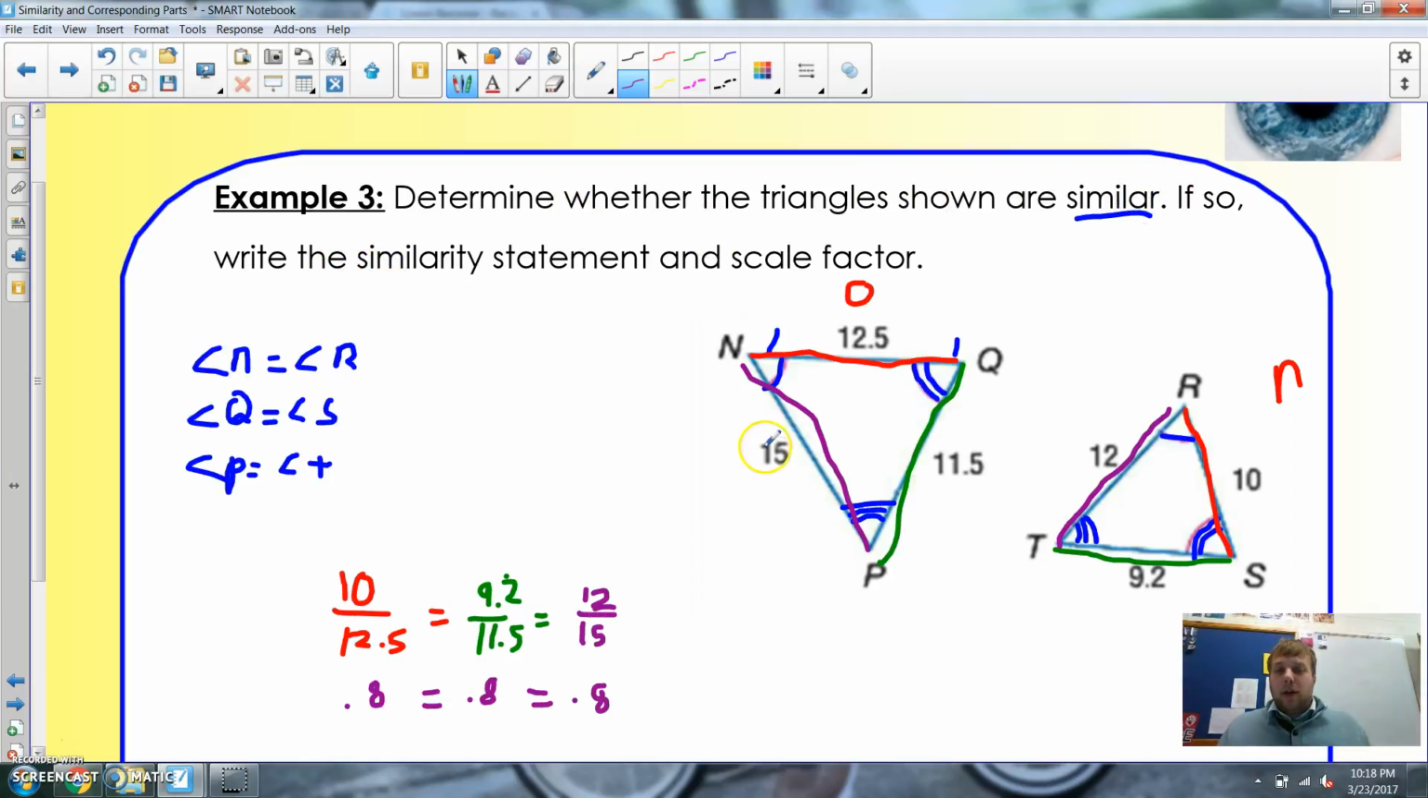So I'm just going to go around. I'm going to say, all right, I'm going to start here, one hash. So triangle N, because I'm going to start at the one hash. Then I'm going to go over to the two hashes, which is Q. Got to do this in order. And P is similar to triangle.